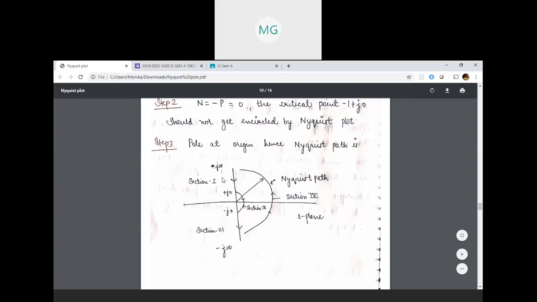Fine. So you will divide this plot into various sections. Section 1 is from +j infinity to +j0. Section 2 is +j0 to -j0. Section 3 is -j0 to -j infinity. And section 4 is +j infinity to -j infinity. Okay? Is that clear, everyone?